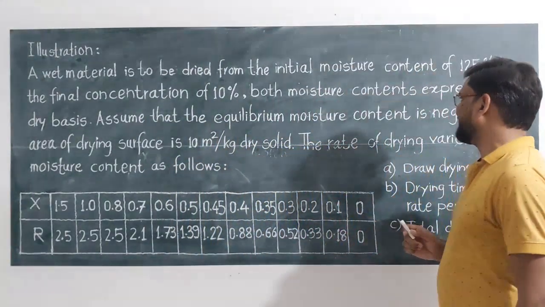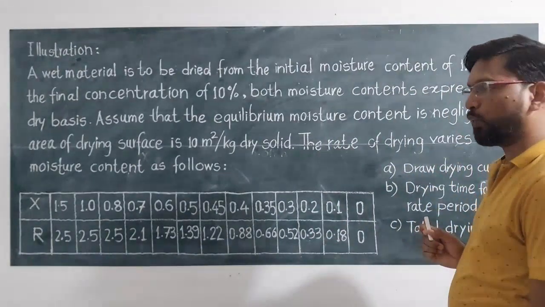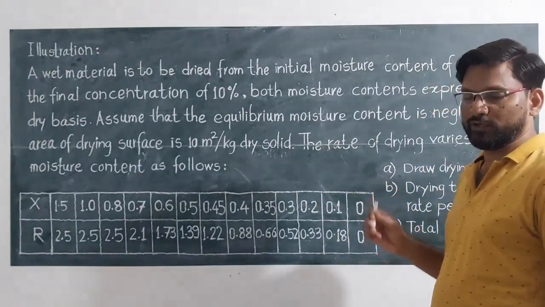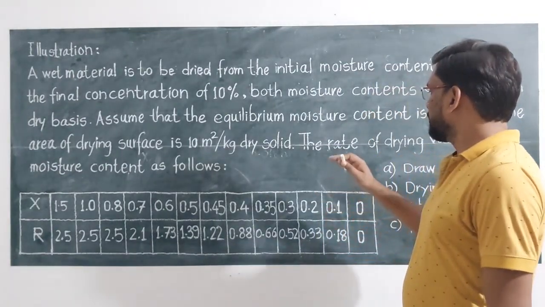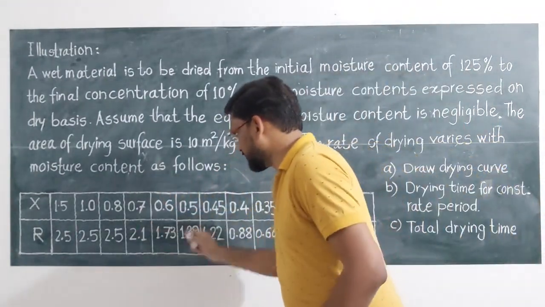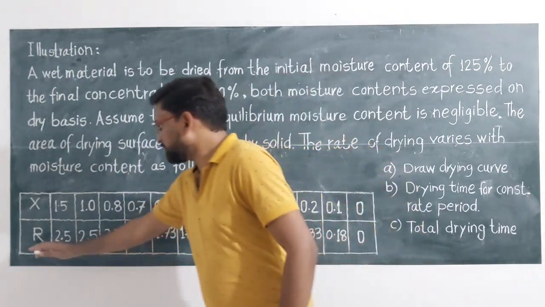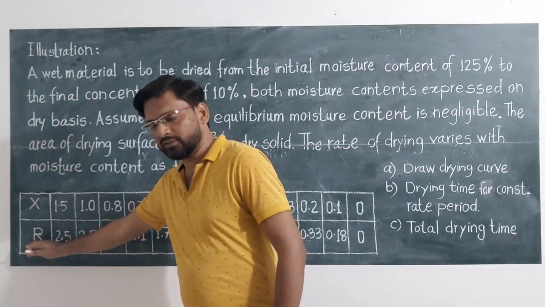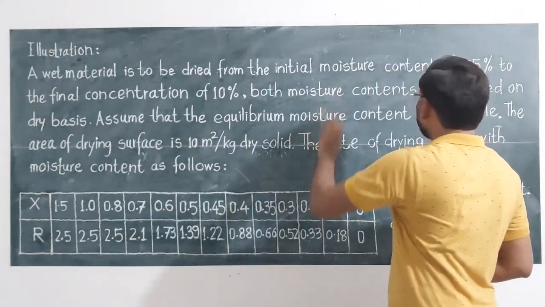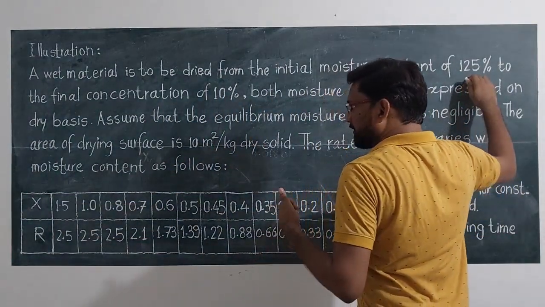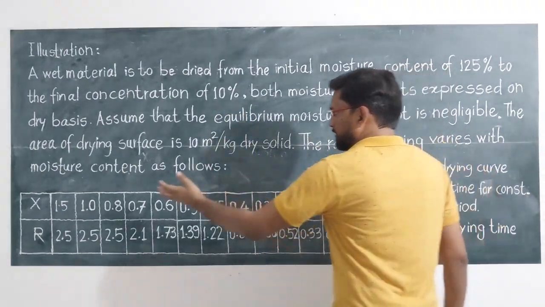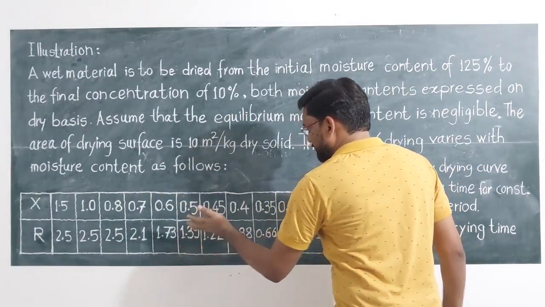Assume that the equilibrium moisture content is negligible, meaning 0. The area of drying surface is 10 meters square per kg of dry solid. The rate of drying varies with moisture content as follows. Here is the data. What is the data? The variation of drying rate with respect to the moisture content in a solid whose initial concentration is 125% and the expected final concentration after drying is 10%. This is X data versus R, that is the rate of drying.